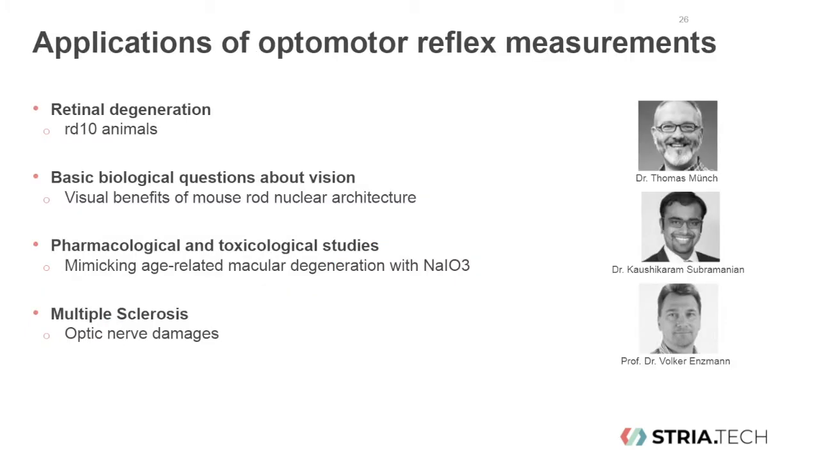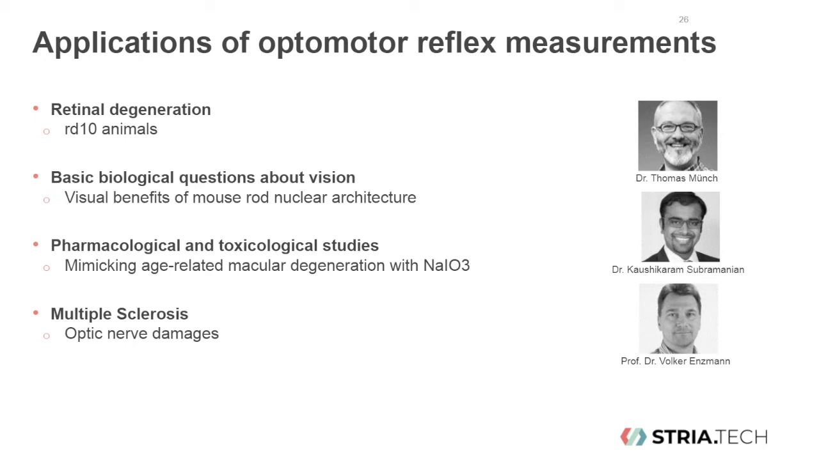In this webinar today, we will look at several application areas of optomotor measurements. Most people associate optomotor measurements with studying retinal degeneration, and it is indeed a great tool for that. I've already shown you the example of RD10 mice and how their visual impairment can be characterized and followed over time. Kaushikaram Subramanian will show us an example that optomotor reflex measurements can also answer very basic biological questions about vision. In this case, about the benefits of the very specific nuclear architecture in rods.